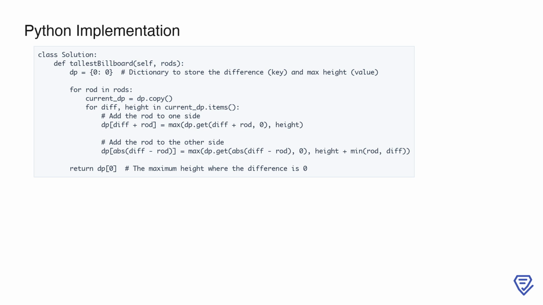The key insight is that when diff equals 0, the maximum height stored in dp[0] represents the tallest billboard with equal heights on both sides. By the end of processing all rods, dp[0] contains the result. This approach is efficient because it avoids recalculating states by reusing results stored in the dp dictionary. The solution has a time complexity proportional to the product of the number of rods and the range of possible sums, making it feasible for the problem's constraints.